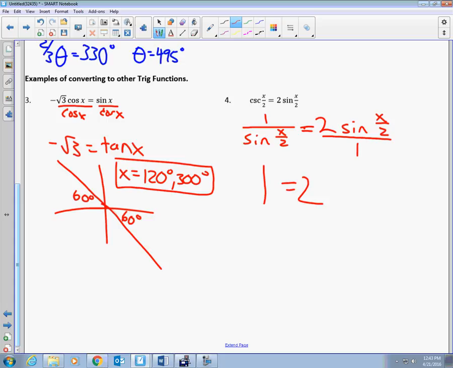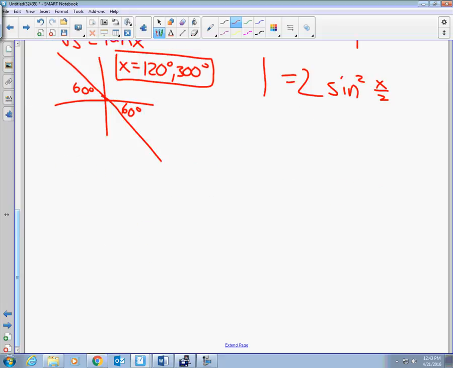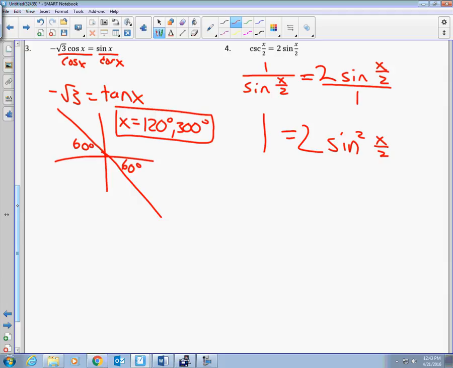What's sine of x over 2 times sine of x over 2? Sine squared of x over 2. Now I don't have a cosecant anymore. Cosecant's gone. It's all tied up in the sine. So now what? Divide by 2. And I get 1 over 2 is equal to sine squared of x over 2.